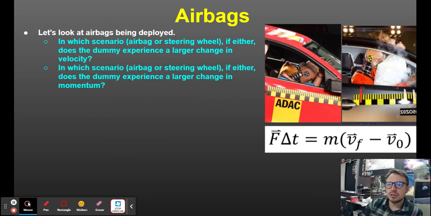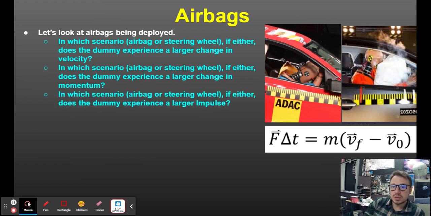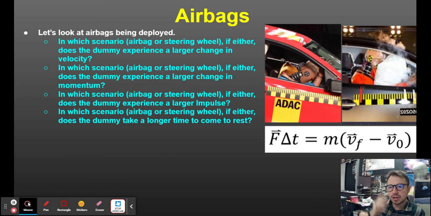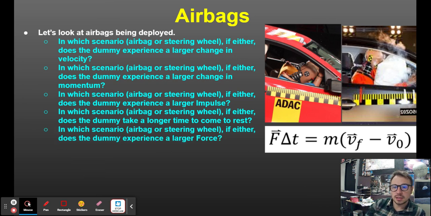In which of these scenarios does that dummy experience a larger change in momentum? Well, assuming it's the same dummy, the same mass, it's going to be the same change of velocity, same change in momentum. Which of these scenarios does the dummy experience a larger impulse? Well, the change in momentum is the same, so that means the impulse is the same. Those are the same question. In which scenario does that dummy take a longer time to come to rest? It's going to be that airbag. That airbag takes a longer time to slow that dummy down.